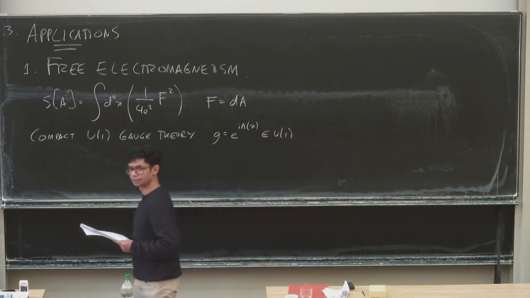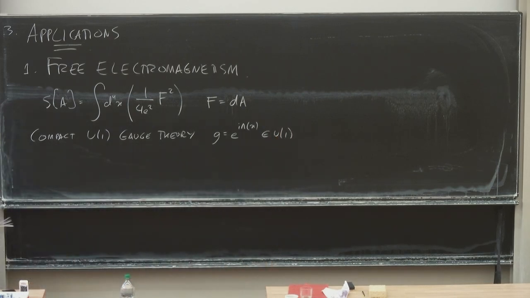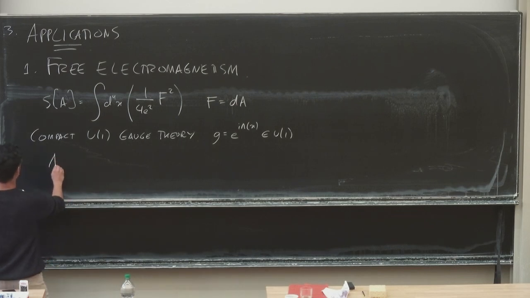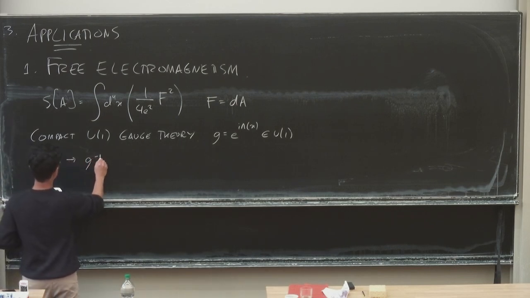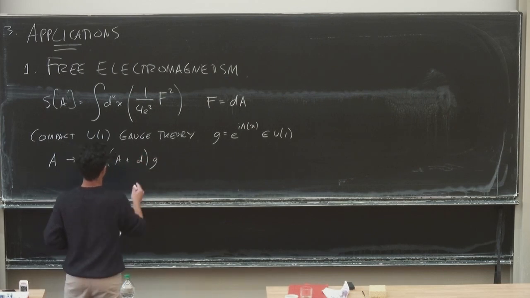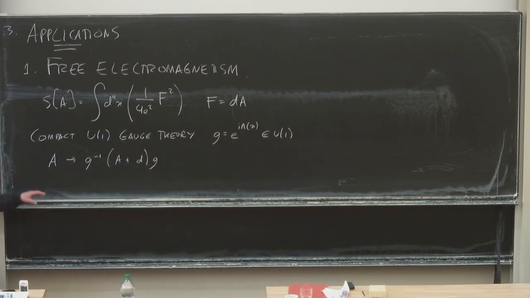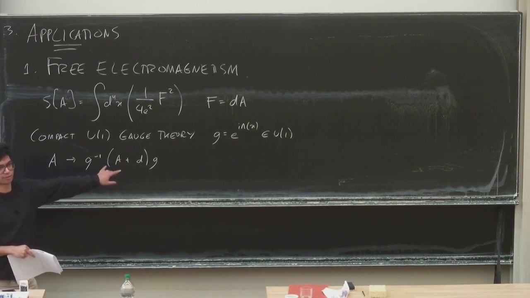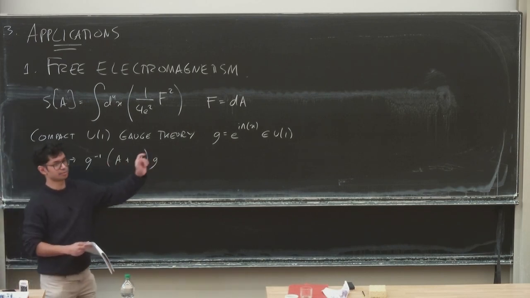What that means is that gauge transformations are labeled by g, which is an element of U(1). And under a gauge transformation, A goes to g⁻¹A + dg. This is, of course, a bit unnecessary for Abelian, but you get the idea. I'm just writing it this way to emphasize that g is an element of U(1).